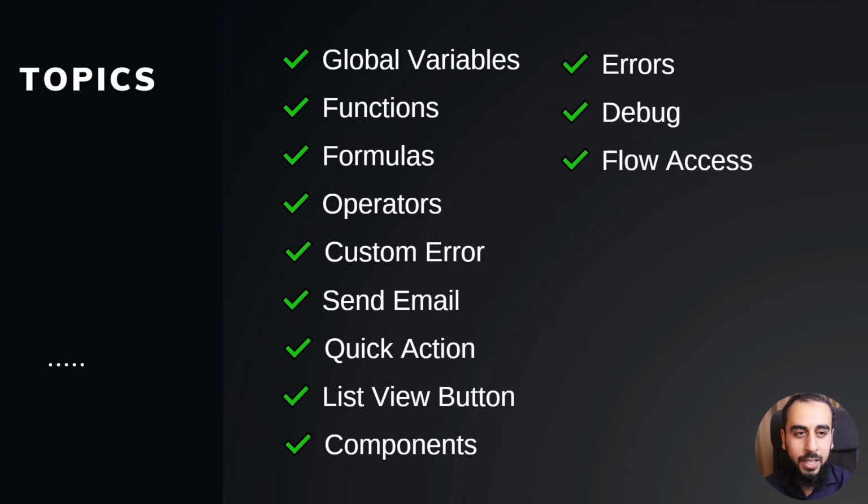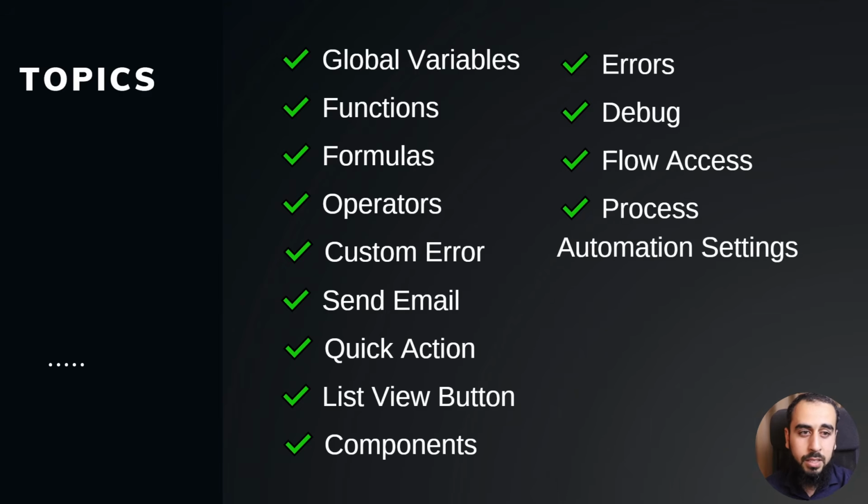I'll look at debug and debug logs. We'll talk about flow access. Just talked about that. Is it in system context or user context? There are some interesting settings in process automation settings that we'll also look at. We'll talk about test cases. There is positive and negative test cases. Usually we ignore negative test cases, but it is as important as positive test cases.